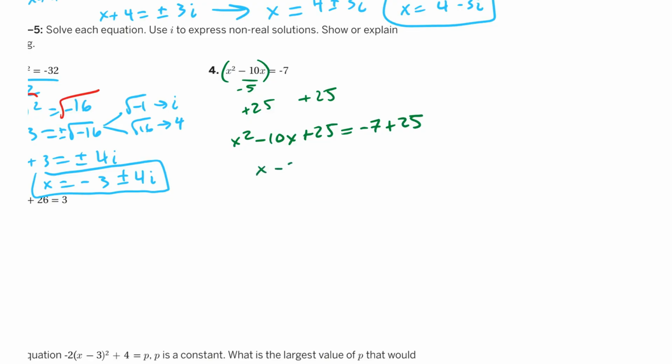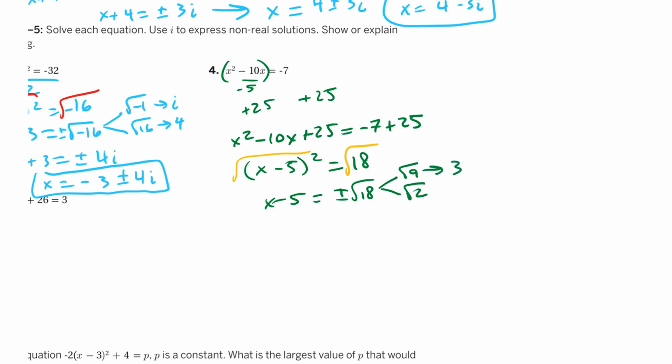And then I factor this, which becomes (x - 5)², and simplify this, which becomes, what is that? 18, positive 18. Take the square root of both sides, which gives me x - 5 equals plus or minus the square root of 18. The square root of 18 can be simplified, I know that 18 is 9 times 2, and the square root of 9 is 3. So x - 5 equals plus or minus 3 root 2. And then I add 5 to both sides to get 5 plus or minus 3 root 2.